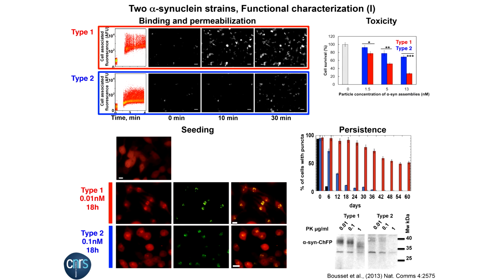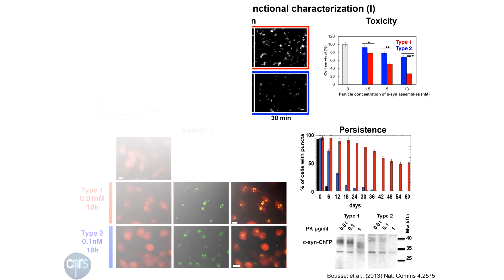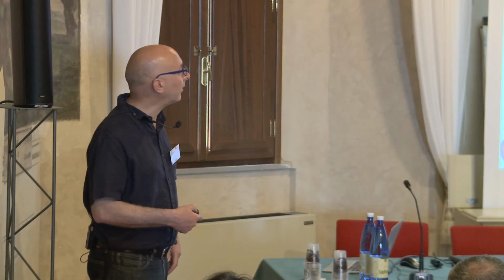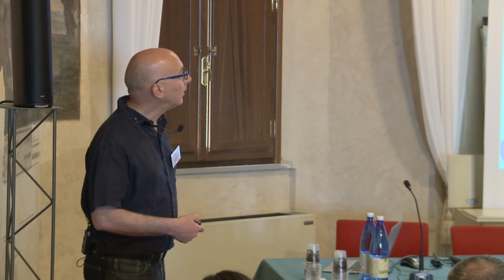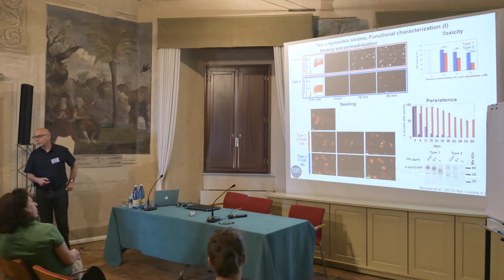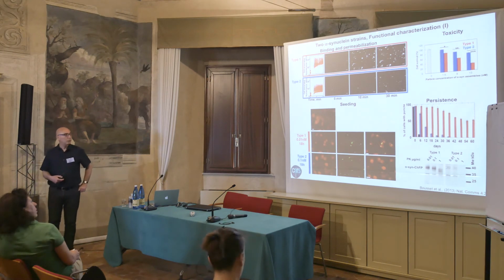And if you now look at cell survival, by MTT assay or counting the cells, I mean, you can look at the paper. There are many assays that we did. You can see that the fibrils in red are way more toxic than the ribbons in blue.